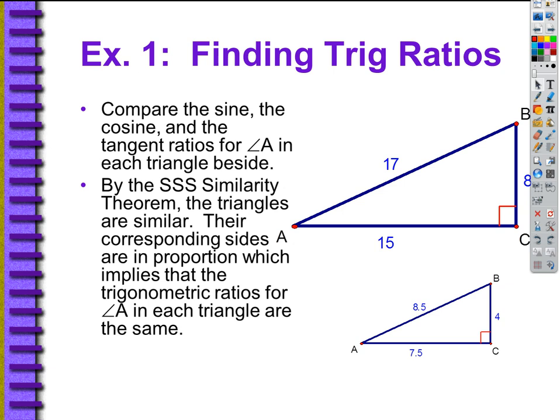So if we want to calculate some trig ratios, let's look at these two triangles. Now we can see that these two triangles are similar, can't we? I've got to fix this up. Give me just one second.